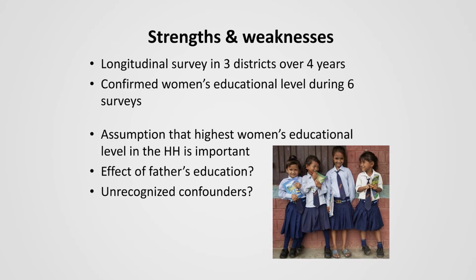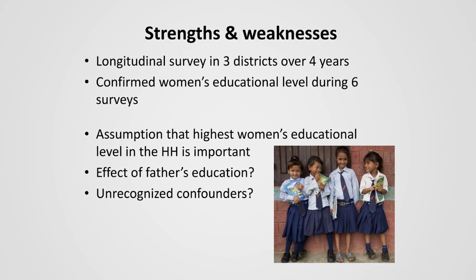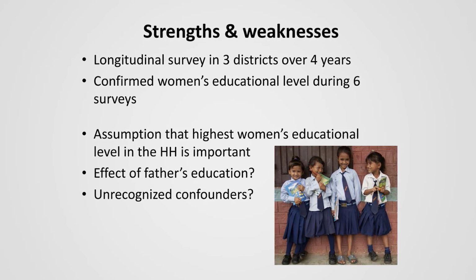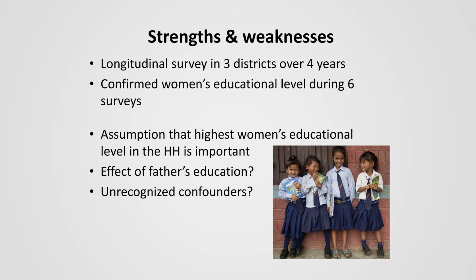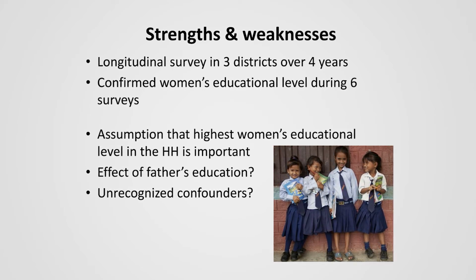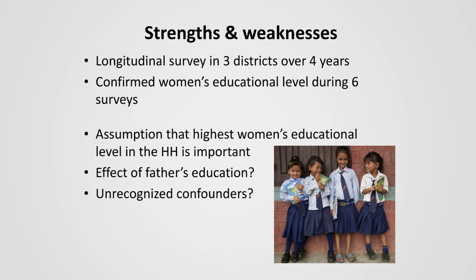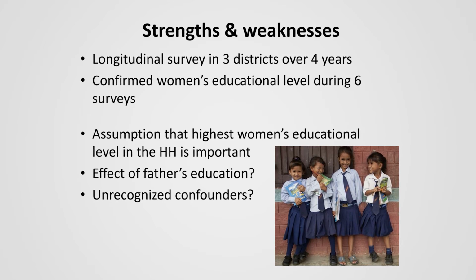The strengths and the weaknesses of the study are shown here. We were able to conduct a longitudinal survey in 3 districts over 4 years, and we were able to confirm the household women's education level during these 6 survey points. Possible weaknesses include our assumption that the highest women's educational level in the household is the most important factor. We did not look at the effect of the father's education, the mother of the child's education, and certainly there may be many, many unrecognized confounders in this type of work.